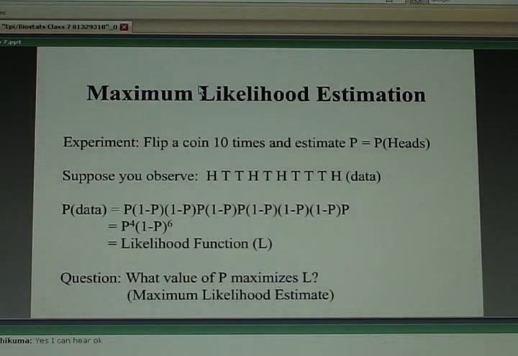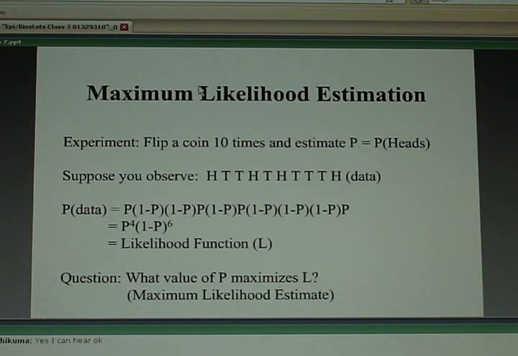So the probability of getting this sequence of heads, tails, tails, heads, tails, heads, tails, tails, tails, and heads is going to be the product of 10 probabilities. Probability of first flipping a head, and that's what the letter P stands for. P is the probability of getting a head, multiplied by the probability of getting a tail. Since you either get a heads or a tails when you flip this coin, the probability of getting a tail will be 1 minus P. And the probability of getting a tail on the next flip will be another 1 minus P.